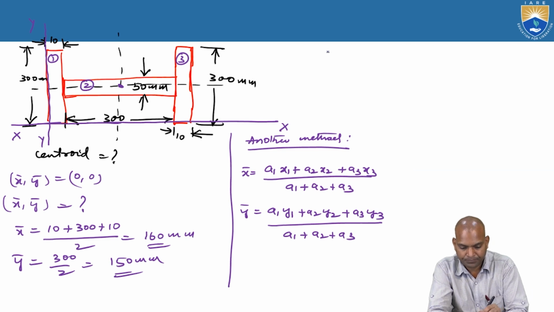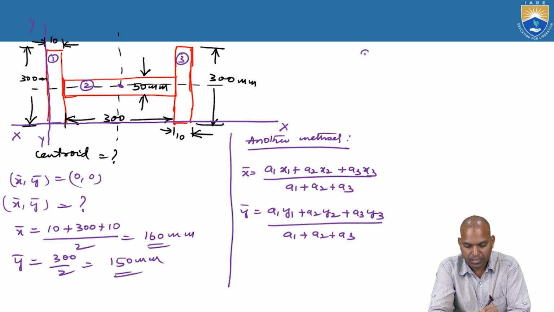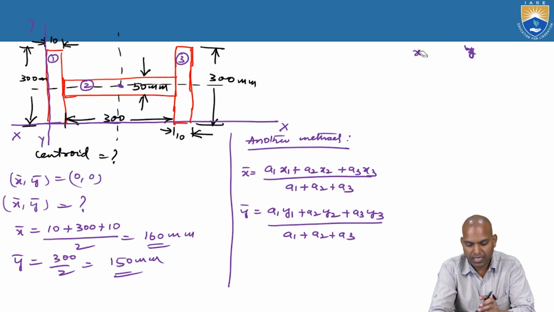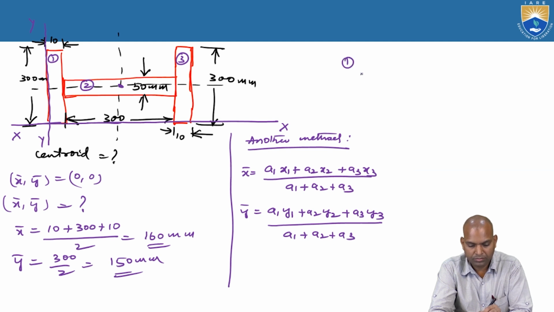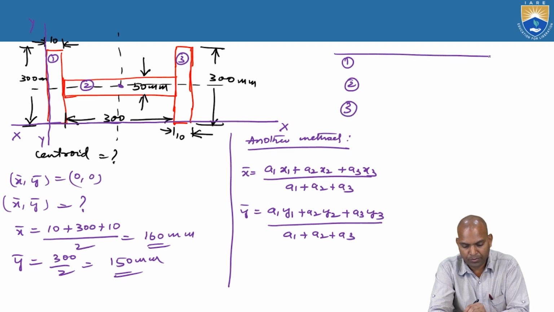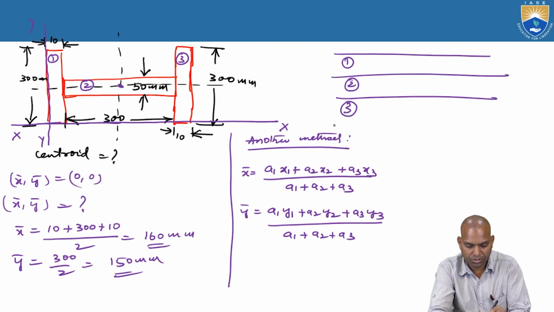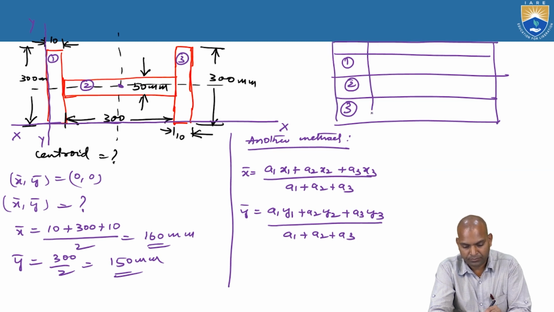Let us begin with the table: section, area A, X and Y. Or we can label it as section 1, 2, 3, so that you can understand better, with X1, X2, X3 for section 1, section 2 and section 3. This is a table you can follow, so that you can easily calculate.